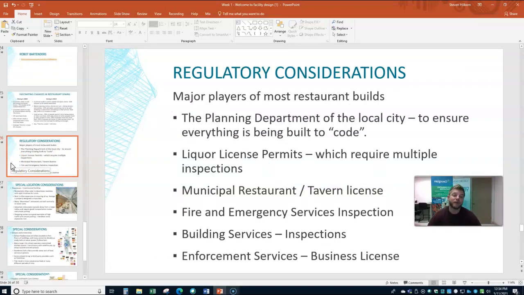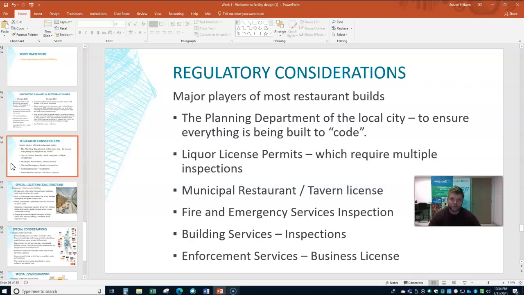So there are major players of all restaurant builds. This is the planning department, so this is ensuring everything's being built to code. Liquor license permits, so there's been a lot of changes in Ontario with our liquor license. Now we can serve beer at 9 a.m. Most gas stations can now serve beer, and grocery stores can sell beer, alcohol, and wine.